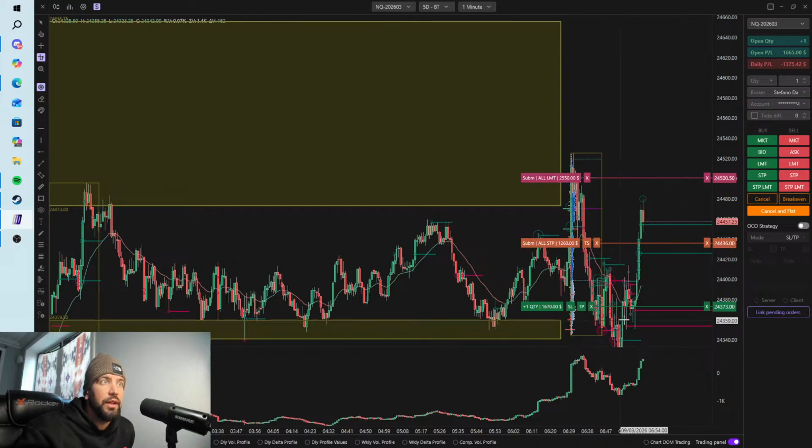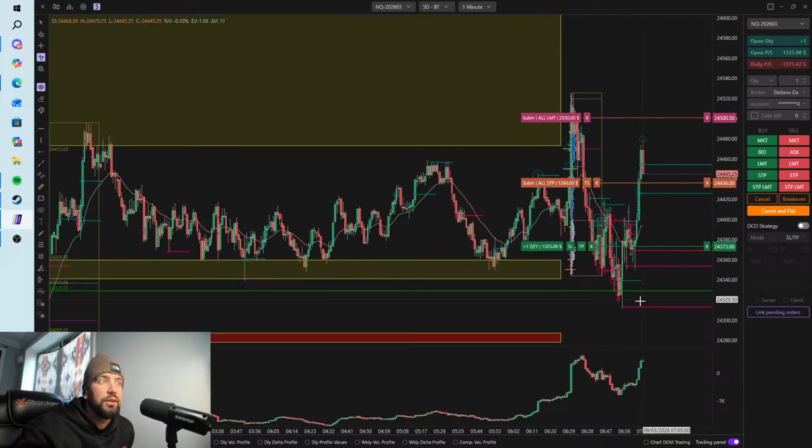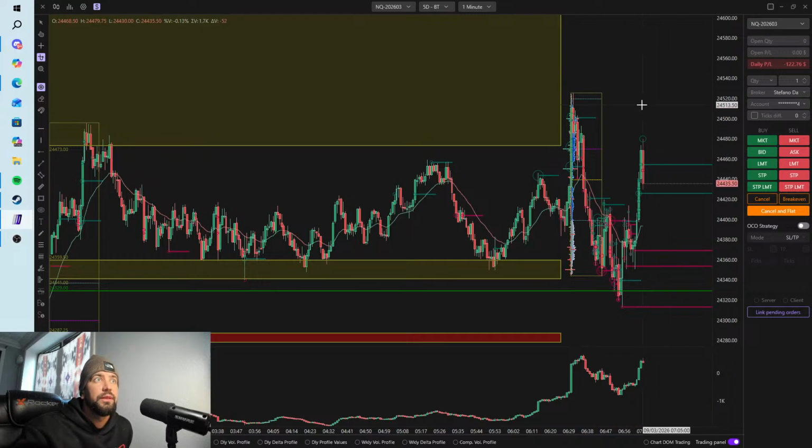I should have waited for that area. That's the area I should have waited for. This was your sniper entry down here. And look at that. Buyers got absorbed. Sellers are not taking control. And we bounced off the POC.